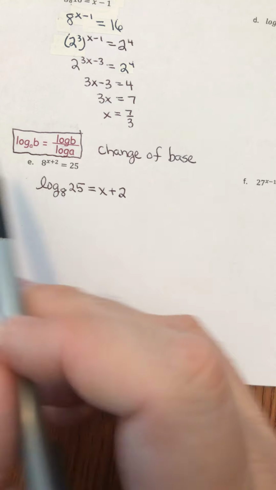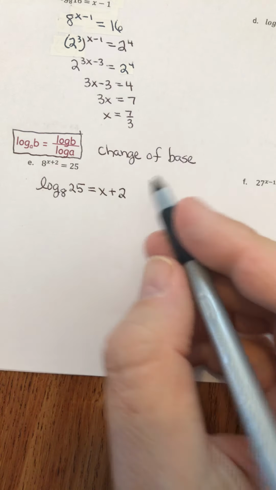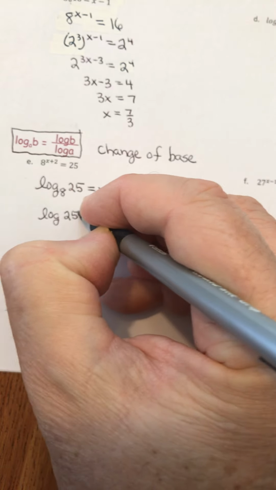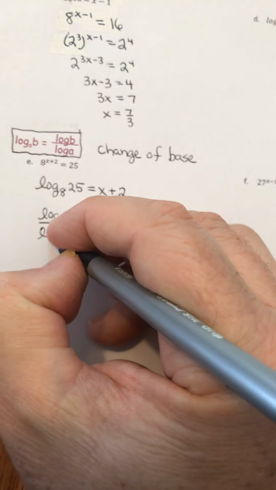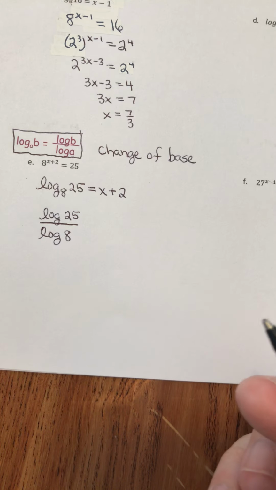So the key here, I want you to notice the base here is on the bottom. So this would be log of 25. Notice I'm using a base of 10. Anytime it's not written, it's understood to be a base of 10. Now I can type that in my calculator.